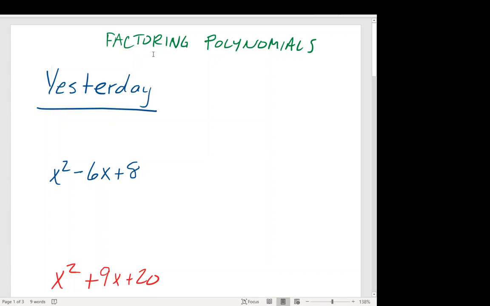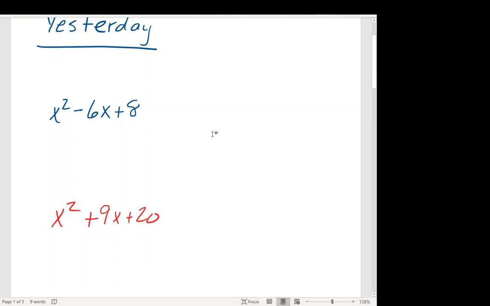Alright, so yesterday you started working with polynomials and factoring them into two different binomials. And here are two examples of what they looked like. One thing that was the same yesterday, notice the last term was always plus. You had plus 8 or you had something like plus 20. Now the inner term might have been positive or negative, but the last term was always plus.